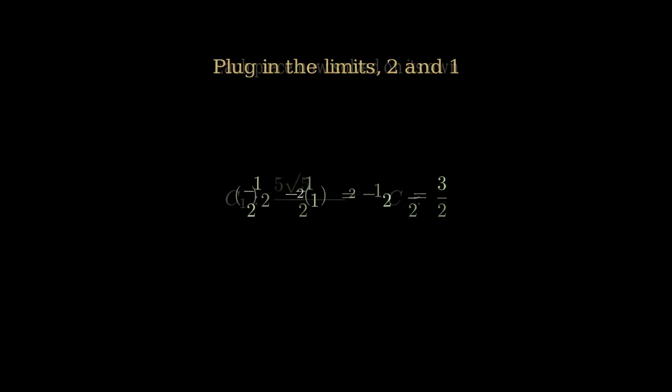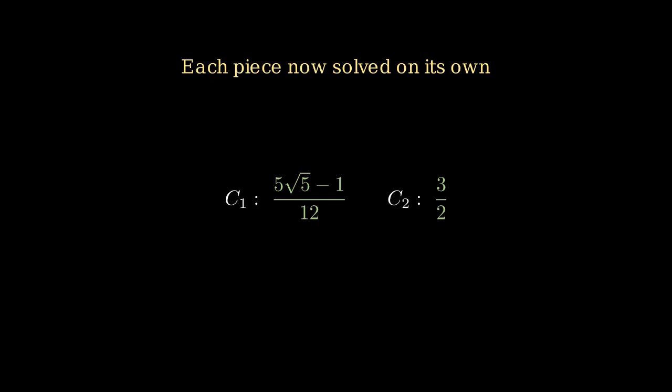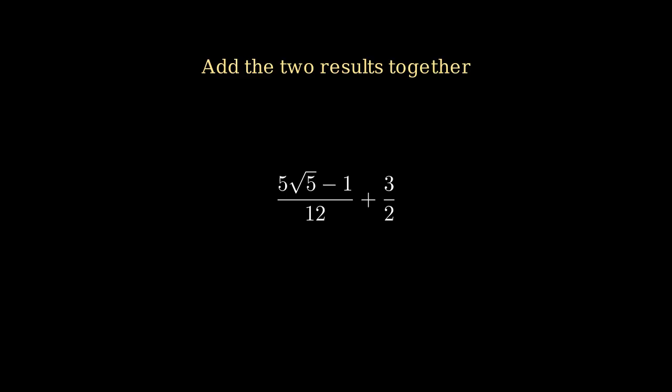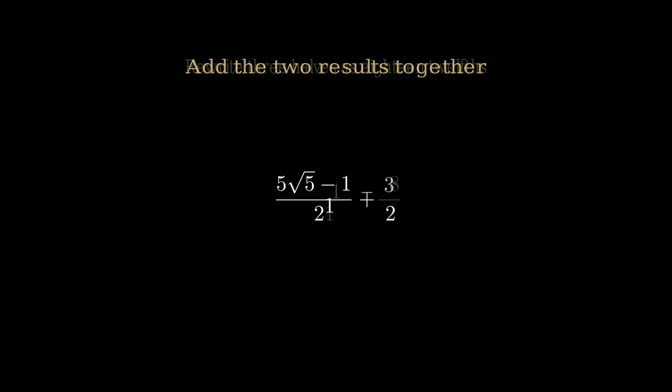Step 14. Each piece has now been solved completely on its own. Piece 1 gives (5 root 5 minus 1) over 12. Piece 2 gives 3/2. Step 15. Add the two results together for the final answer. (5 root 5 minus 1) over 12 plus 3/2.